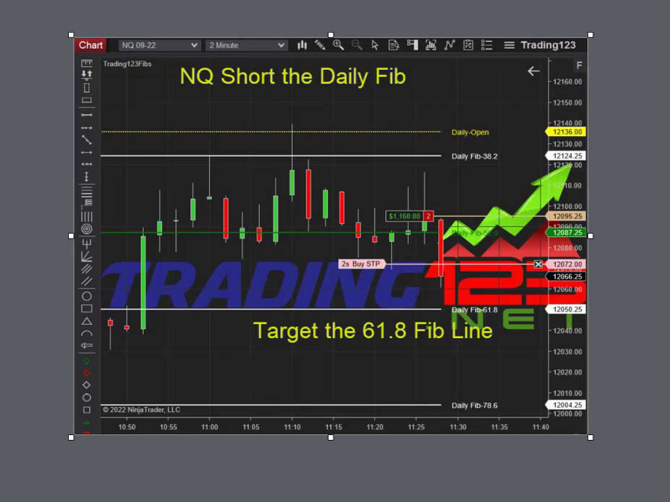So the price sells off quickly here, and we got 2 contracts, and our target is down here to the fib line, and basically it got out shortly after this screen capture here. So we ended up with a nice gain on this quick short in the NQ.